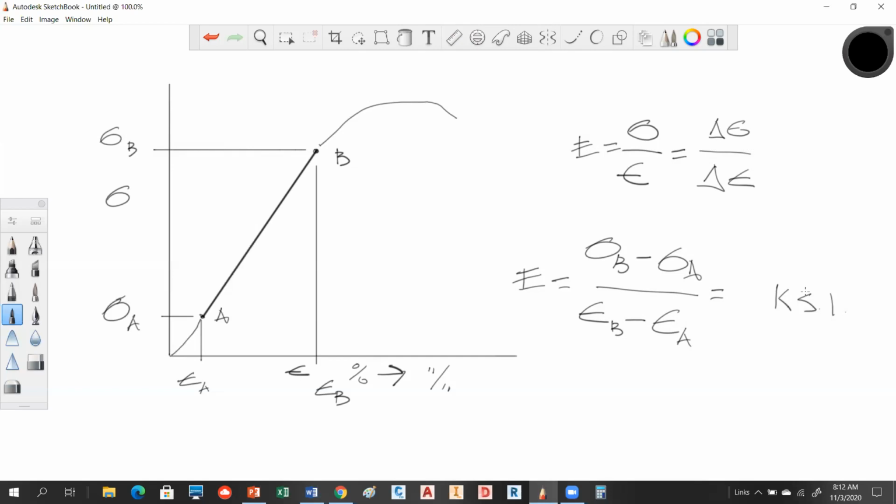So if you do this properly, you should get a number for steel that's like 29 times 10 to the 6th, whatever, if it's in PSI, okay? Does everybody get the idea?